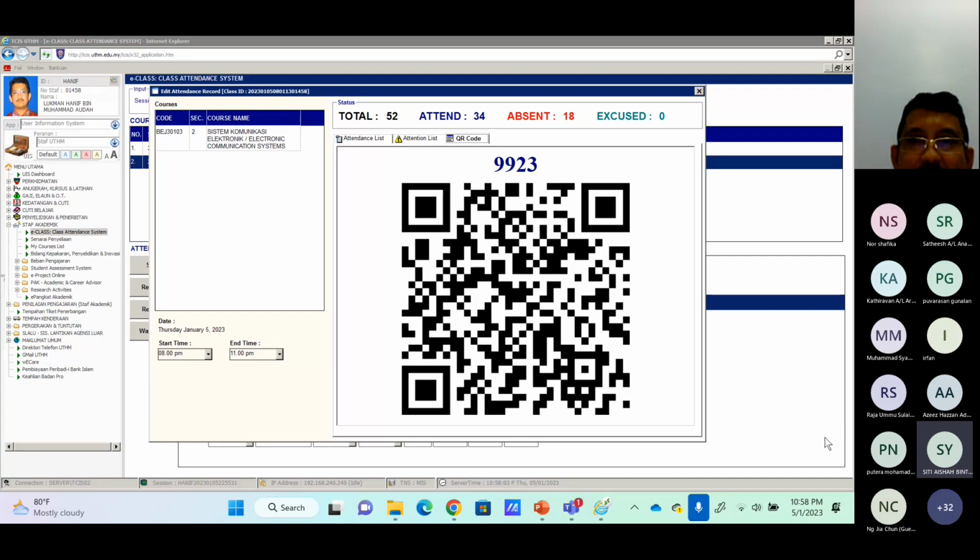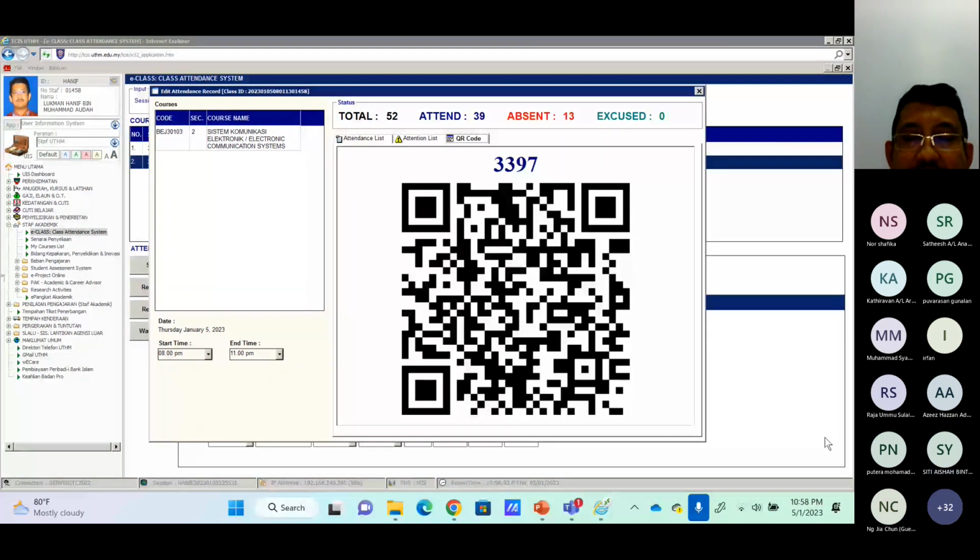Doktor, nama saya tak boleh scan. Siti Aisyah. Tunggu sekejap. Tunggu sekejap.